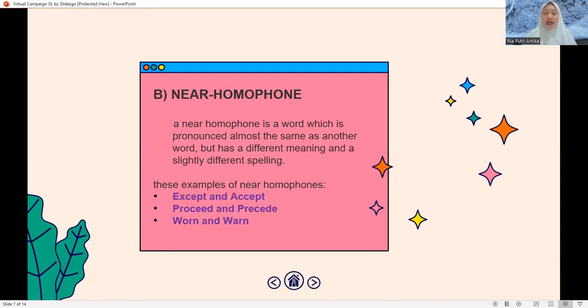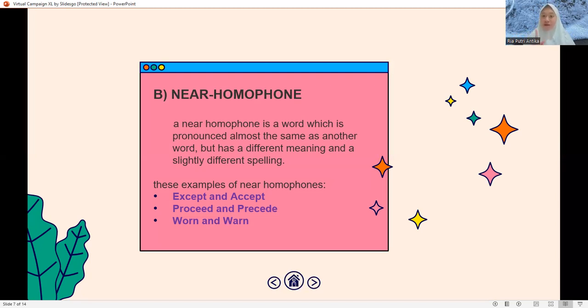And the second is a near homophone. Unlike full homophones, which as we know share the same pronunciation, near homophones may have one sound or letter which causes them to be sounded out differently. Jadi, a near homophone is a word which is pronounced almost the same as another word but has a different meaning and a slightly different spelling. Slightly, jadi cuma sedikit banget perbedaan dalam pengucapannya.